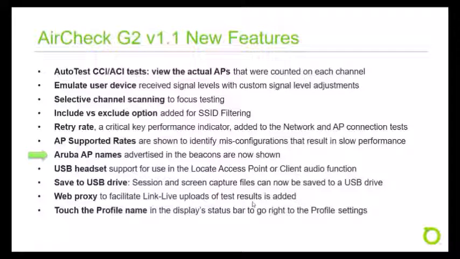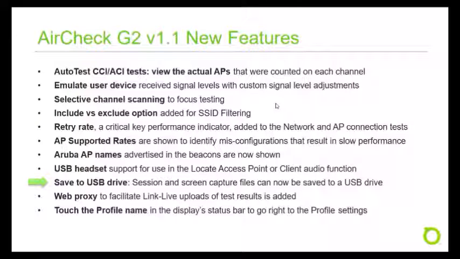Aruba access point names that are advertised in the beacons are now captured and displayed in the AirCheck G2 user interface for easy identification of these APs. The AirCheck G2 now supports the use of USB headsets. This is for use in the locate access point or locate client function when you're using the audio Geiger counter. Now with the use of a USB headset, the audio function that's provided here is available only to the user.